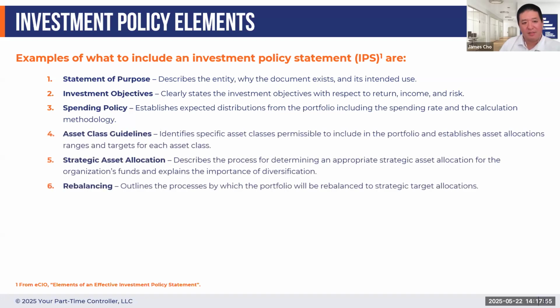The next set of three relate more to what you're going to actually invest in. So number four is your asset class guidelines.